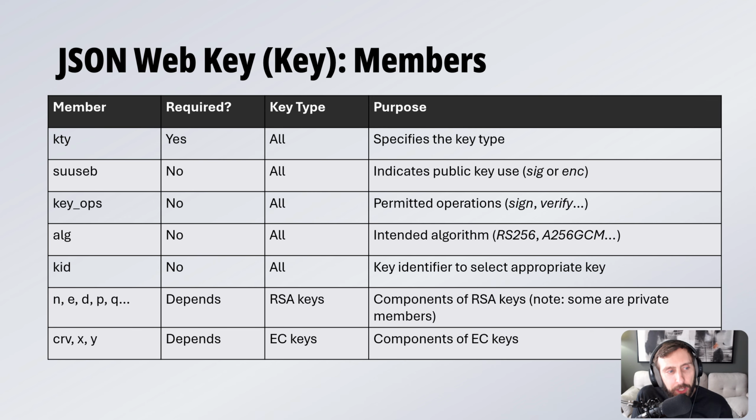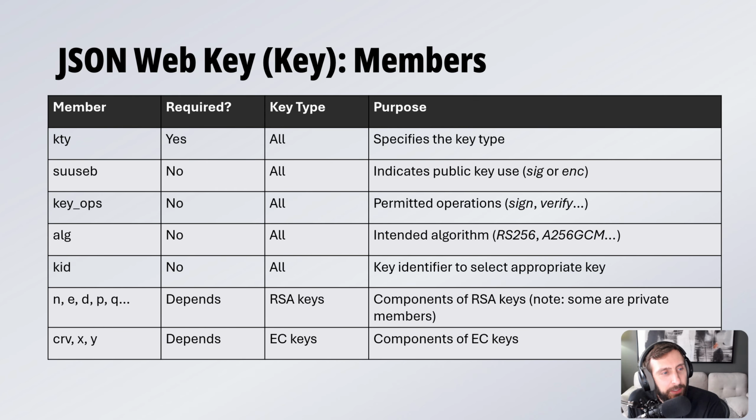This is a not fully comprehensive table, but I think it's pretty close. The only required component or member of a JSON web key is the key type, which specifies the key type. And then all the other ones are, I guess, technically optional, but if you only have a key type and then nothing else, you don't really have much of a JSON web key, right?